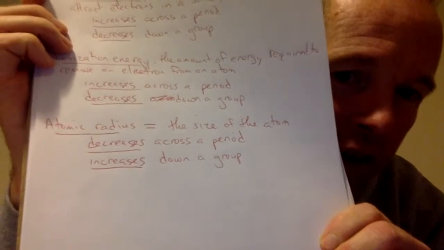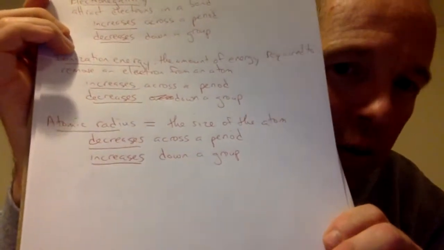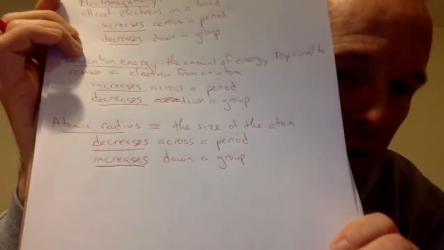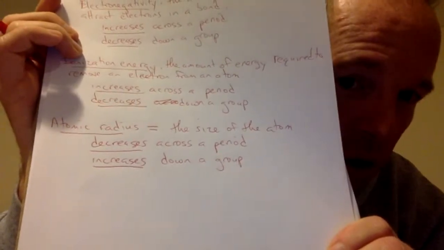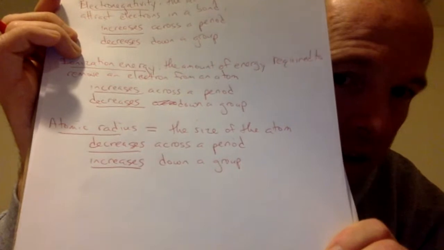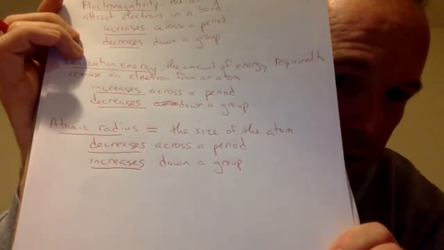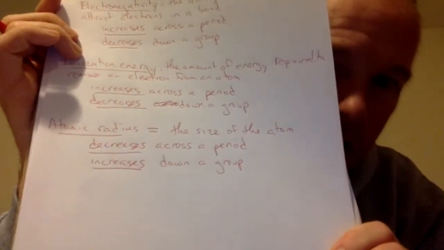So the atomic radius, again, is roughly equivalent to the size of the atom. That's a good working definition for now. We'll keep it real simple. It decreases as you go across a period, and it increases as you go down a group. Okay. Let's see. I think that pretty much covers what we need to know.